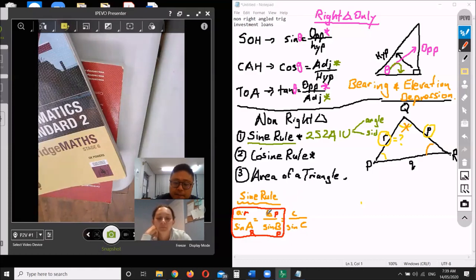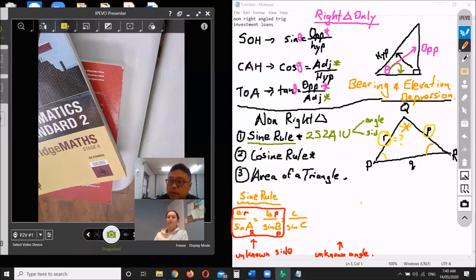So this formula here is ideal for working out an unknown side. Unknown side. Good. Got it? Lovely. So if you were to use this same formula to work out an unknown angle, what would we do? Flip it. Yeah, flip it.